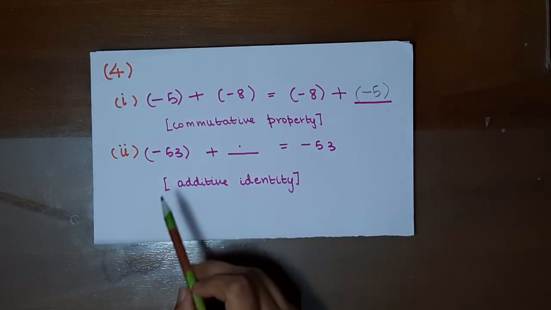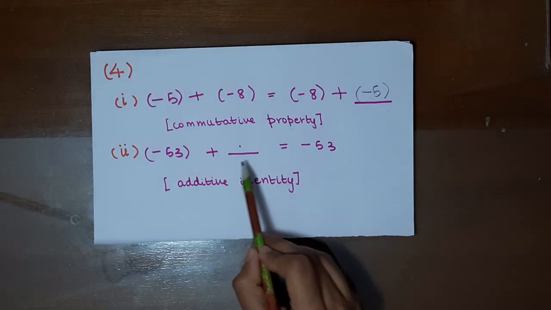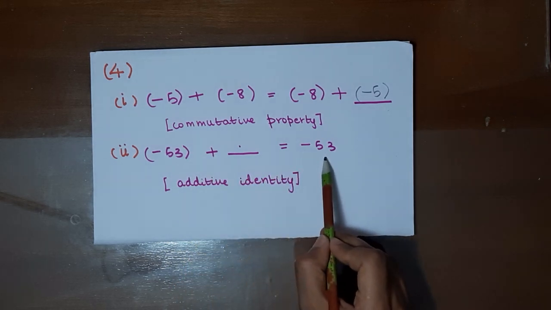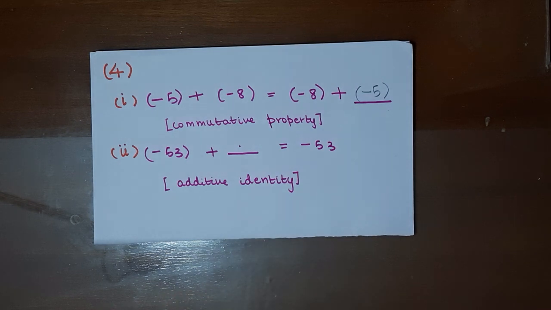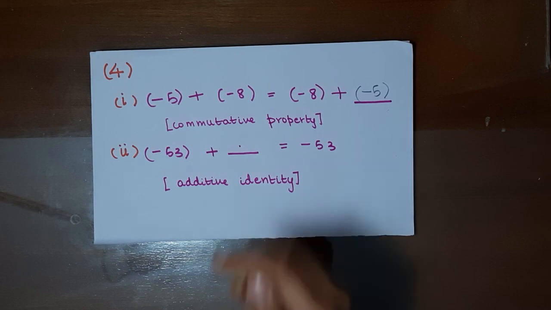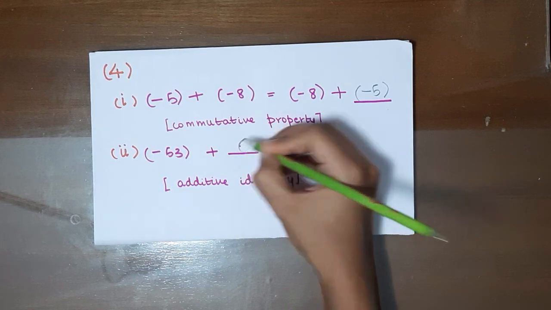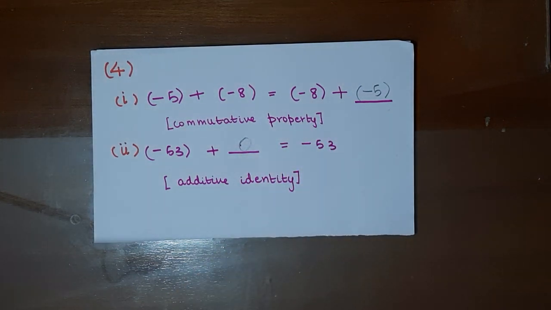Next sum. Minus 53 plus dash equal to minus 53. Recall additive identity. What is the additive identity for integers? 0 is the additive identity for integers. Therefore, minus 53 plus 0 equals minus 53.